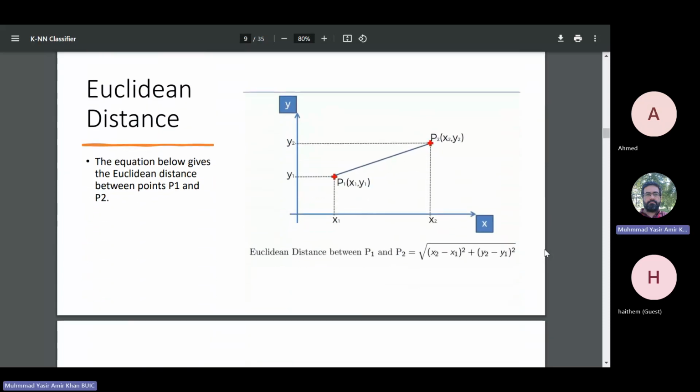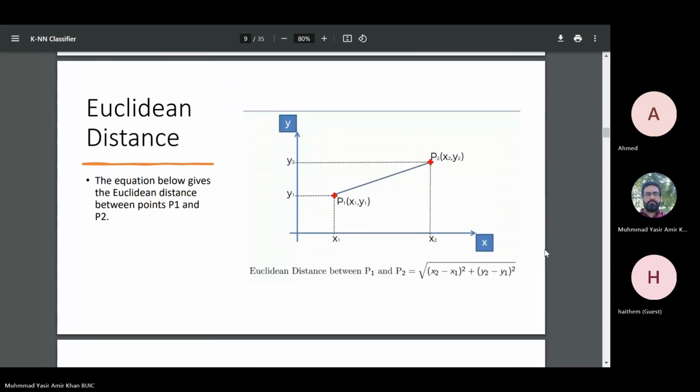Here we have that slide. This is called the Euclidean distance. We have two points, P1 and P2. P1 has the coordinates X1, Y1, and P2 has the coordinates X2, Y2. We want to find out the distance between these two points.